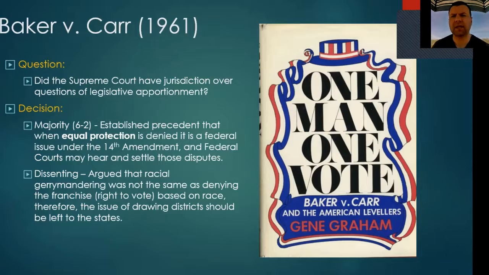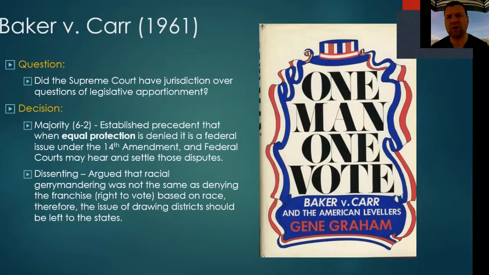All right, the next couple of cases have to do with drawing congressional districts, which we talked about before. Baker versus Carr, the idea of whether or not even drawing these districts was a federal issue. Could federal courts even look at congressional redistricting and make any sort of decision, or was it something that the states had sole control over?